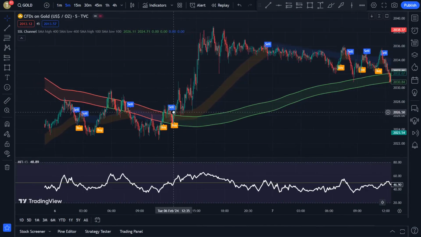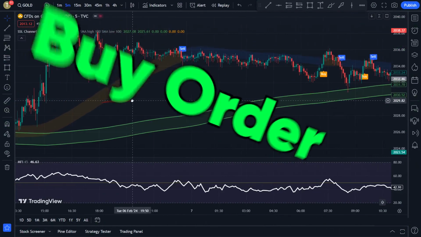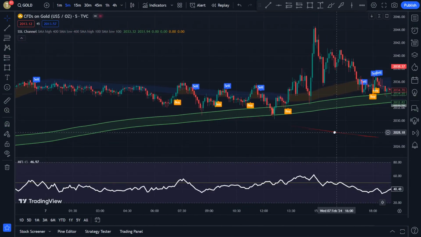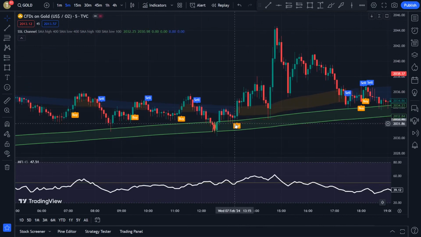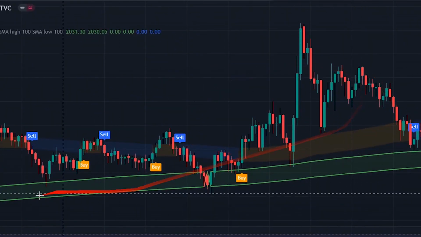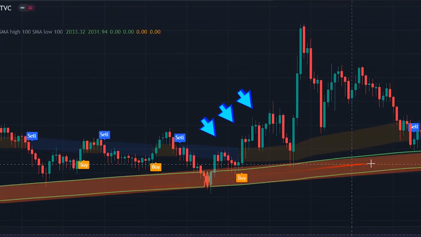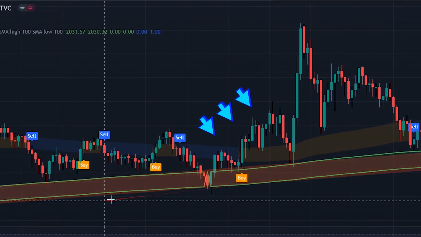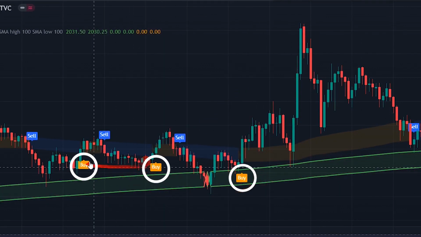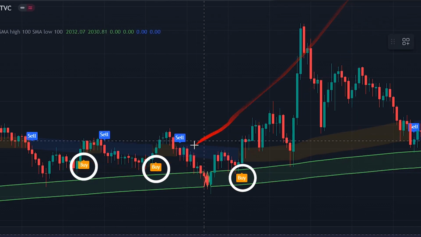Now let me explain the conditions for placing a buy order to you, and I won't tire you with the video anymore. To place a buy order, we need to make sure that we are in an uptrend. For this, we need to look at the price candles and make sure that these candles are above the SSL indicator line. Now we need to look for a buy signal at these points and find it.